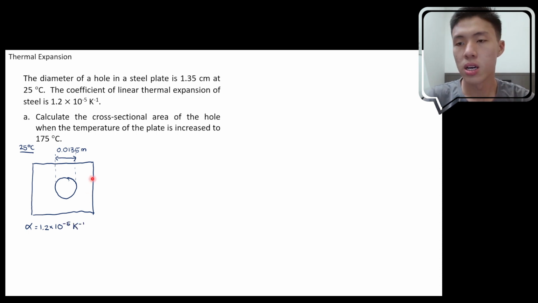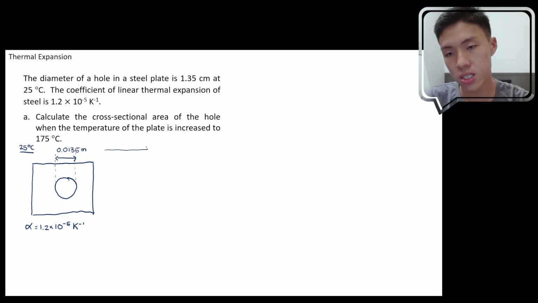Then they ask you to calculate the cross-sectional area of the hole when the temperature of the plate is increased to 175 degrees Celsius. So what happens is you are going to heat up this plate until you reach a new temperature of 175 degrees Celsius. And I believe you are aware that the whole plate will experience expansion. The whole plate will become bigger.